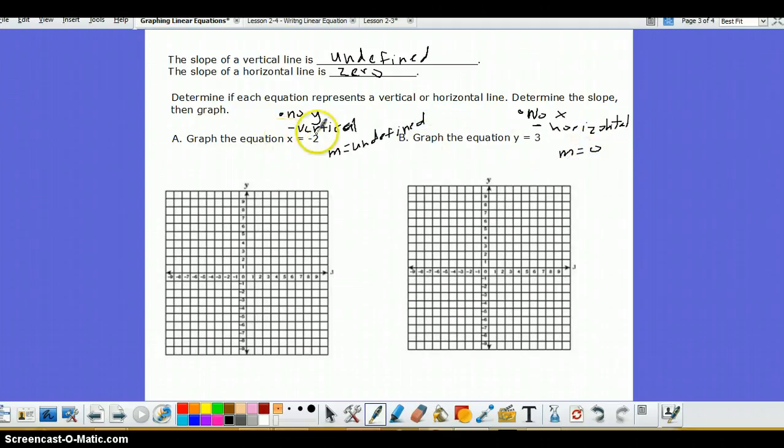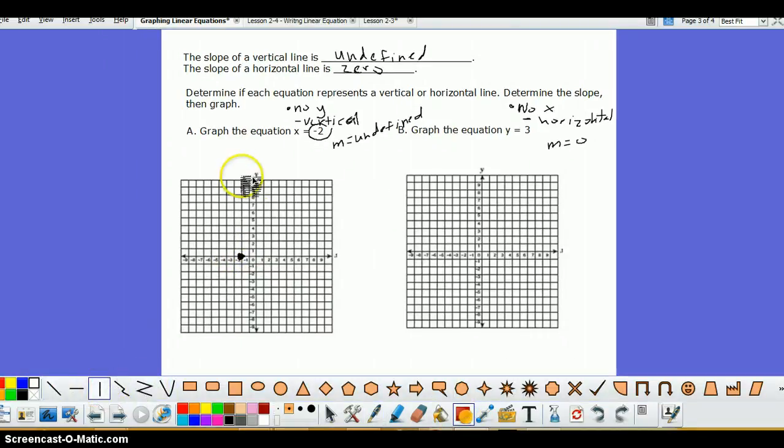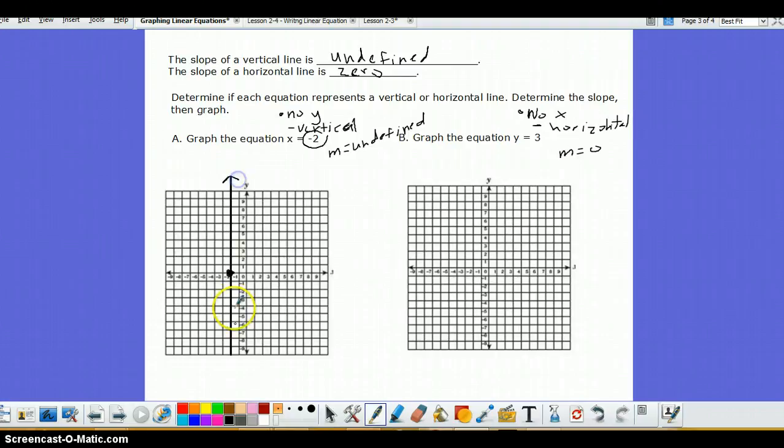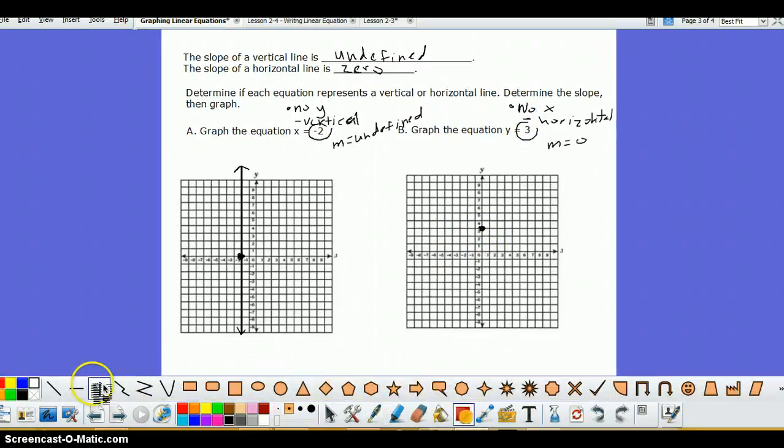Alright, graphing, we want to graph a vertical line going through x equals negative 2. So here's x equals negative 2, and we want a vertical line going through that. We're just going to draw a vertical line. Alright, so this time we want a horizontal line going through y equals 3. So there's y equals positive 3, and we're going to draw ourselves a horizontal line going through that.